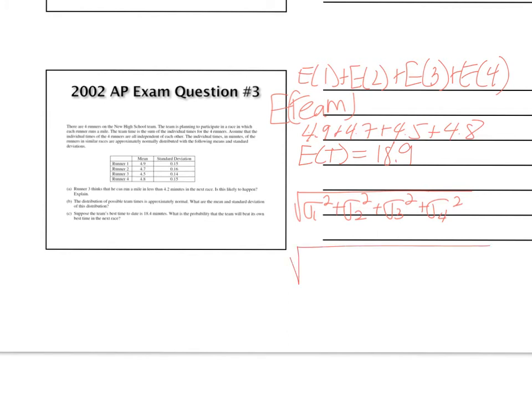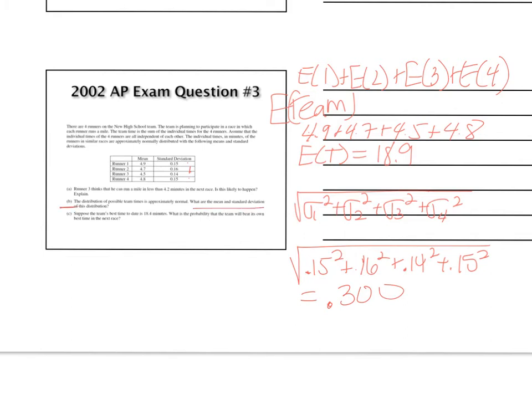And now this calculation is the square root of 0.15 squared plus 0.16 squared plus 0.14 squared plus 0.15 squared. So I just took each of these and squared it, added them up, and then I got to take the square root of it. So when I do that calculation in my calculator, I get 0.300, and that would be the standard deviation for the team. And that's how you would find the answer to part C. This is actually part B.